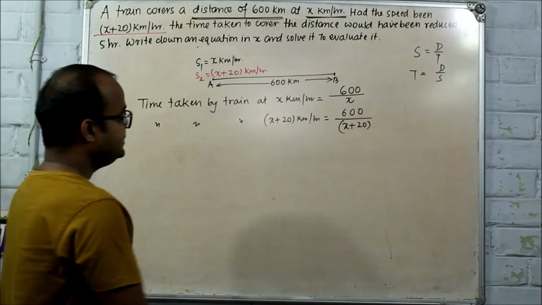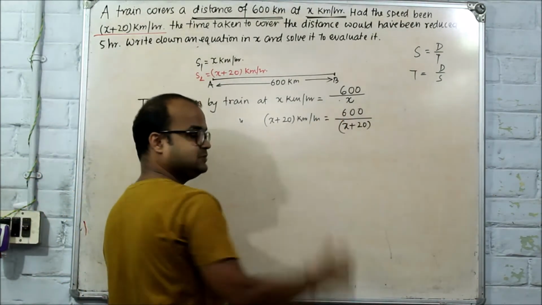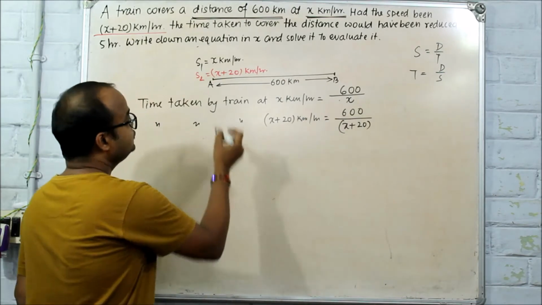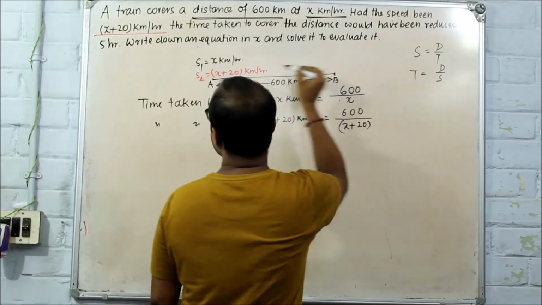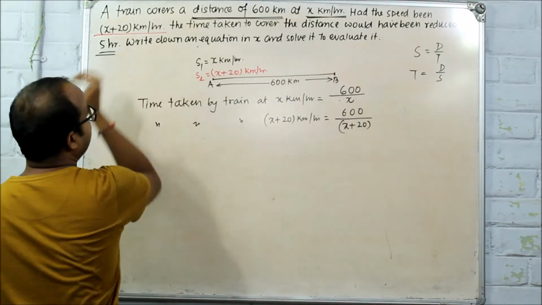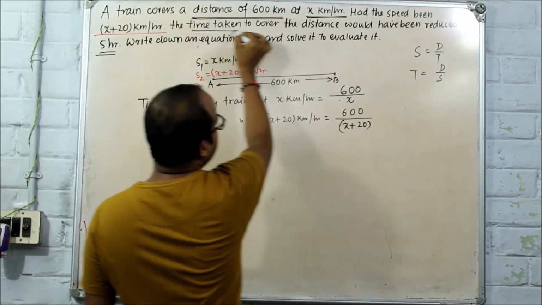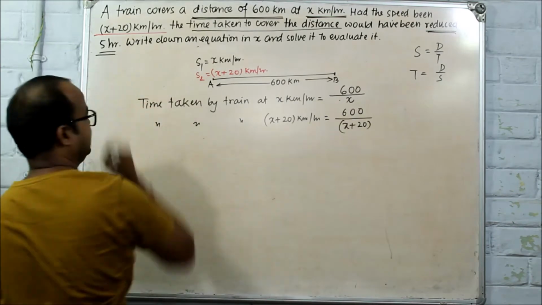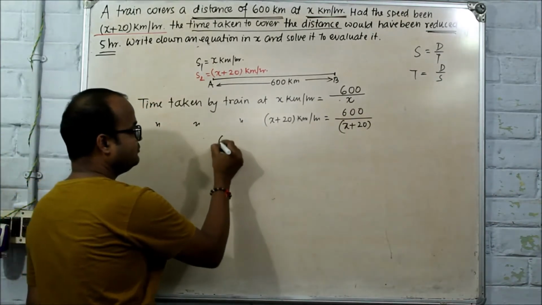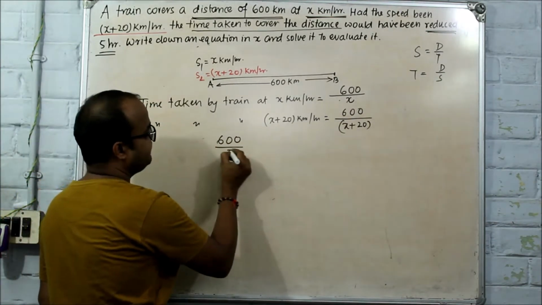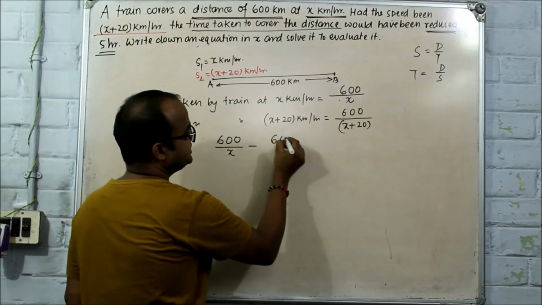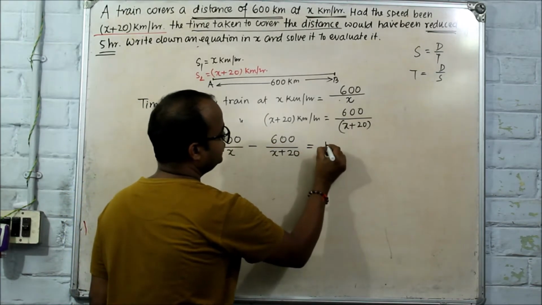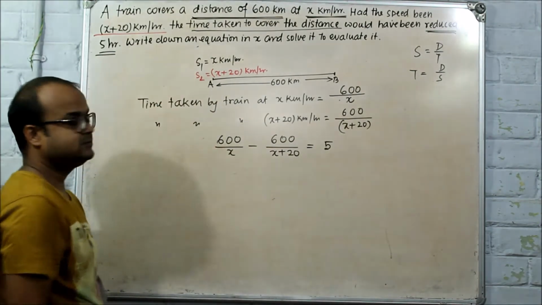Here the speed was less, that is x km, so this time will be more. The difference of time is given as 5 hours. The time taken to cover the distance would have been reduced by 5 hours. So we form the equation 600 by x minus 600 by x plus 20 is equal to 5. Clear?